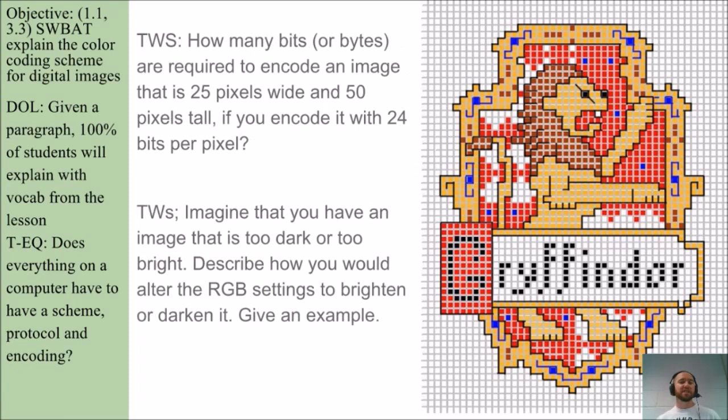A couple of think-ratios as we wrap up. How many bits or bytes are required to encode an image that is 25 pixels wide and 50 pixels tall if you encode it with 24 bits per pixel? The second one, think, write, share. Imagine that you have an image that is too dark or too bright. Describe how you would alter the RGB settings to brighten or darken it. Give an example.